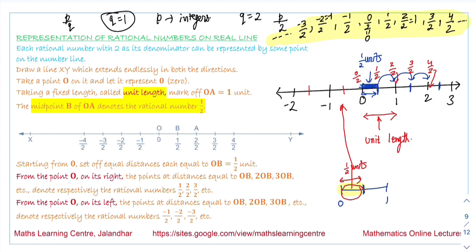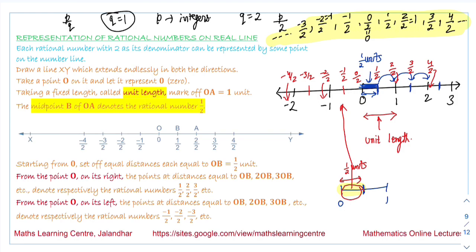Similarly, on the left hand side, we have the points -1 by 2, -2 by 2 which is -1, -3 by 2, -4 by 2 which is -2. So this is how we represent the rational numbers with denominator 2 on the number line.